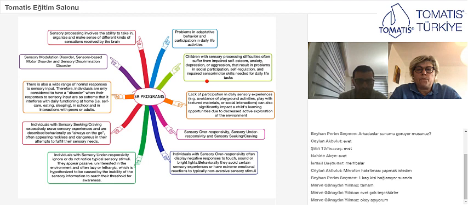So you can have a lack of participation in daily sensory experiences, like avoidance of playground activities, play with texture materials, or social interactions, which can also significantly impact a child's learning opportunities due to decreased active exploration of the environment.